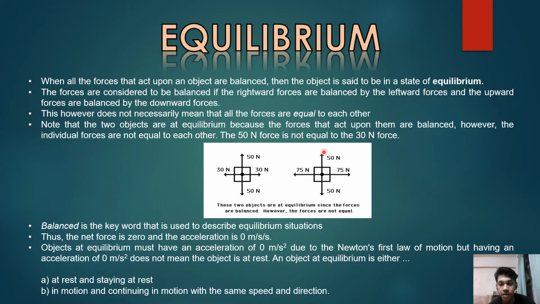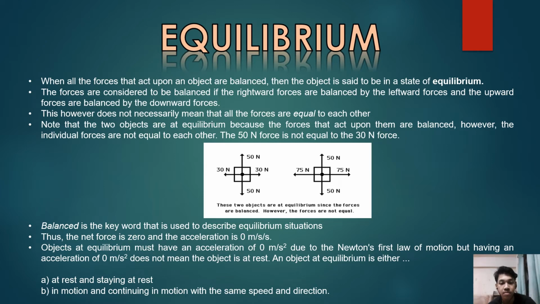Not all of them are 50. The force upward is 50, meanwhile the force in the rightward is 75. So that is why we cannot assume that if the object is in equilibrium, it has the same forces for each direction. Next, balance is the keyword that is used to describe an equilibrium situation. Thus, the net force is zero and the acceleration is zero.